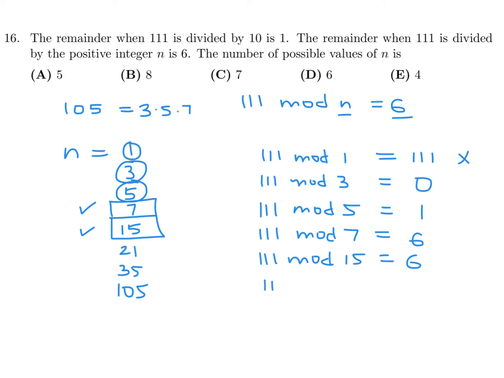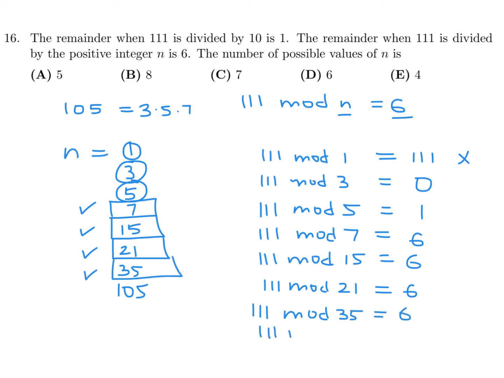Keep going. 111 mod 21. That's also 6. That's good. 111 mod 35. That is also 6. So that's a good one. And 111 mod 105 is also 6. So there we go. So with a little bit of work, we got 5 of them. And therefore the answer is A.